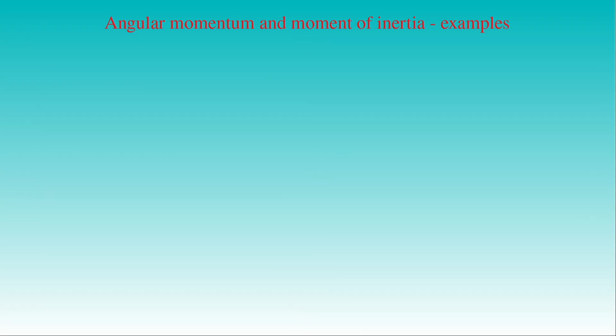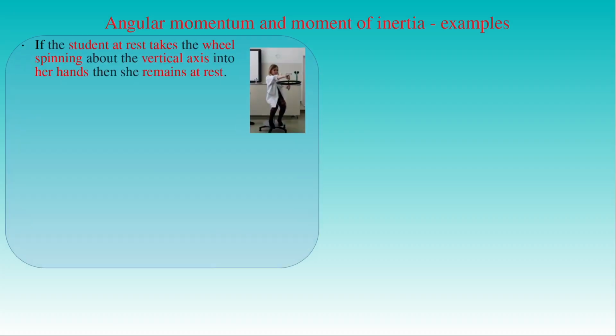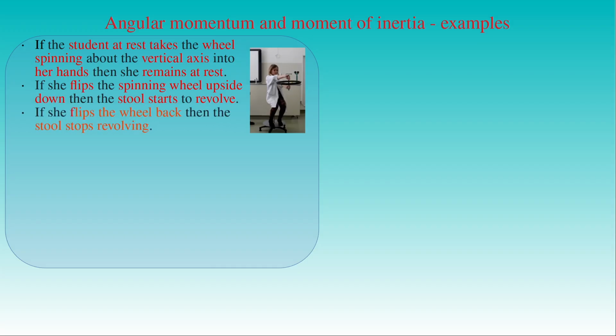A further demonstration can be made in the experiment with the revolving stool and the spinning wheel. If the student sitting on the stool at rest takes the wheel spinning about the vertical axis into her hands, then the stool remains at rest. However, if she flips the spinning wheel upside down such that the wheel spins in the opposite direction, then the stool starts to revolve. If the student turns back the wheel into its original position, then the stool stops revolving.